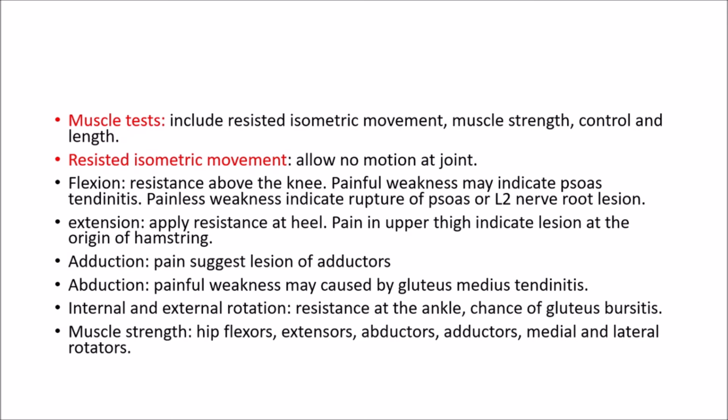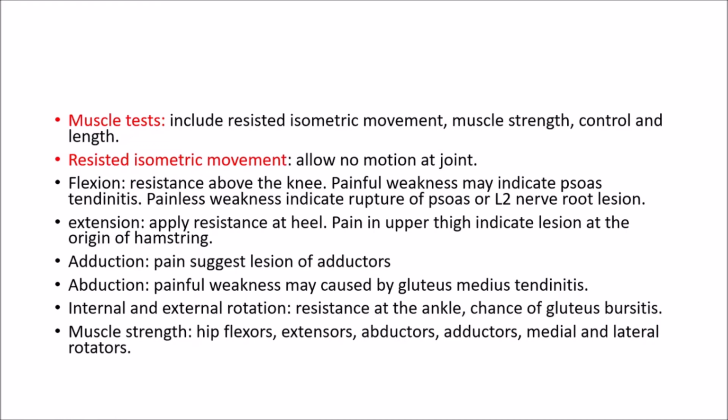Next is the muscle test. In the muscle test, there are different things to discuss. The first one is isometric movement, next is muscle strength, and next is muscle control. In resisted isometric movement, there will be no motion at the joint. The first one is to check flexion.